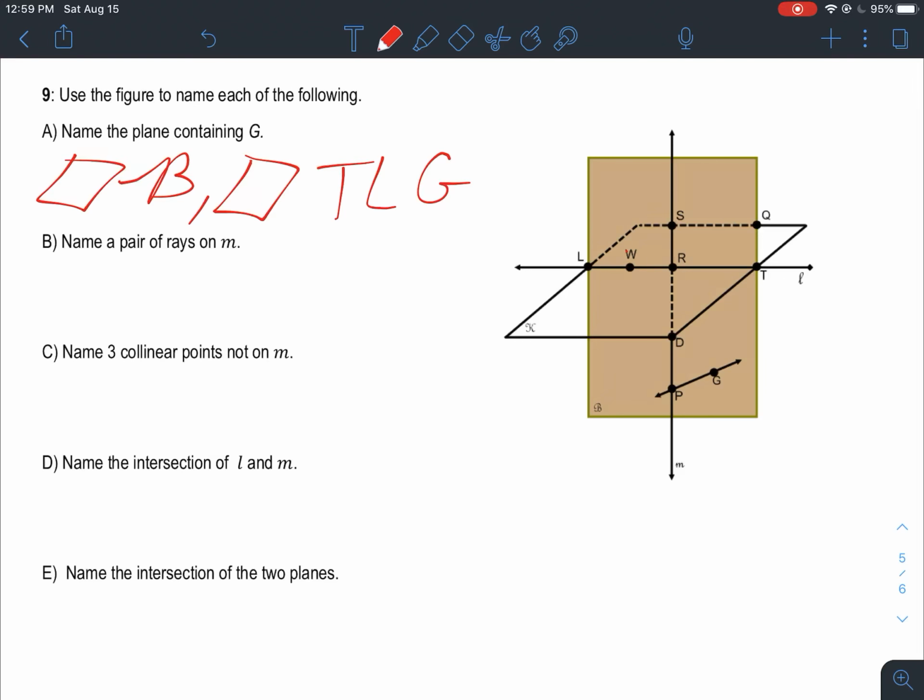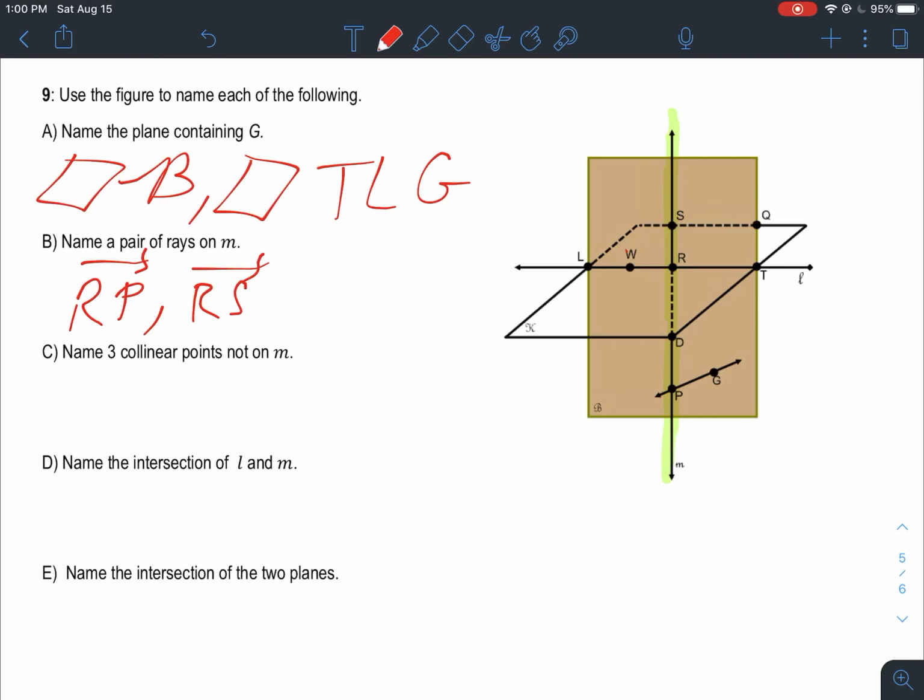Name a pair of rays on line M. Remember, that means line M. This is line M right here. So a pair of rays, so any 2 rays. So just pick out a point, and let's do R. And we'll say RP is one of them, and RS is another one.